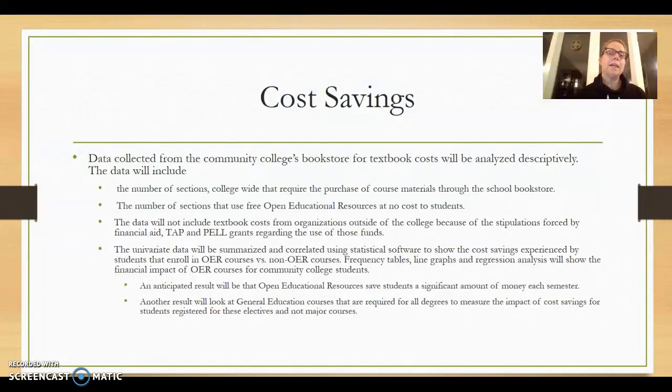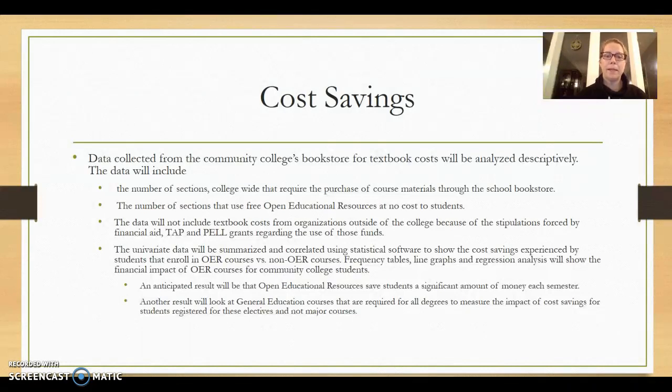Cost savings. I will be collecting data from the community college's bookstore for textbook costs. While we know that Amazon allows students to rent textbooks and also purchase used textbooks at a cheaper price than what is available in a bookstore, Amazon does not take students' financial aid, Pell, or TAP. So students in those circumstances must purchase through the bookstore, and they have to use the price points provided at the bookstore. Those are the numbers that I will be using so that all students and their cost is accounted for in the study.